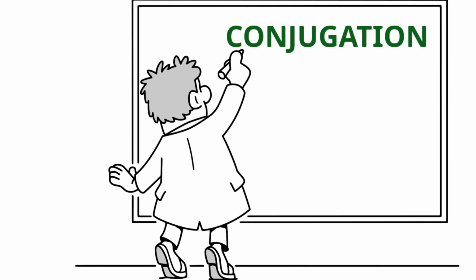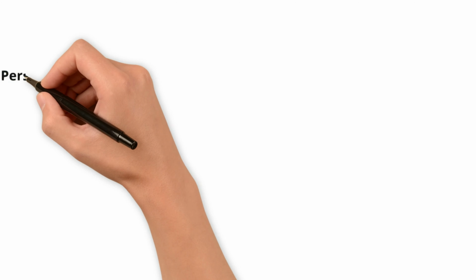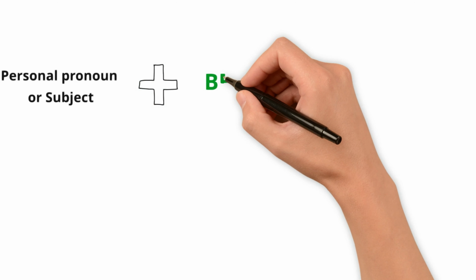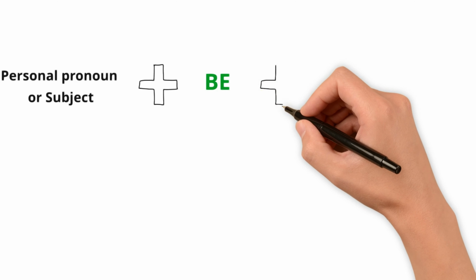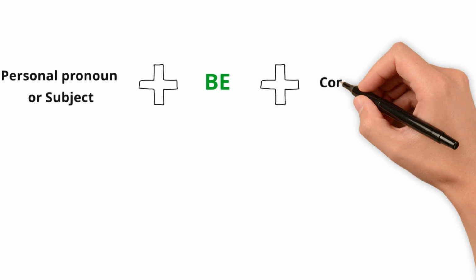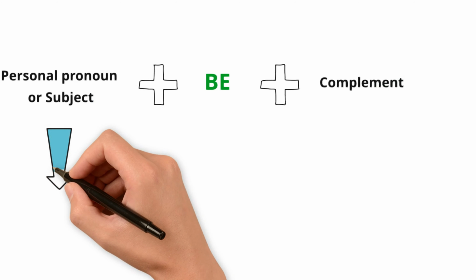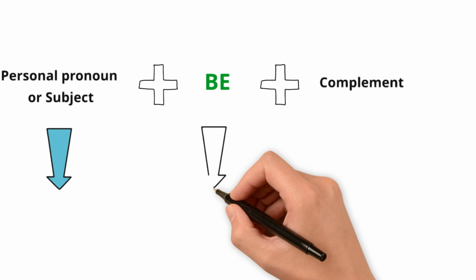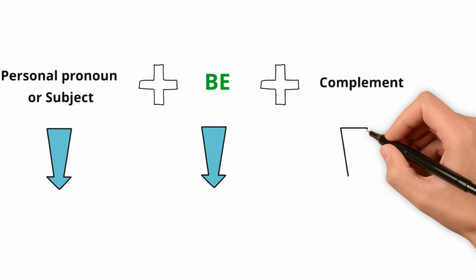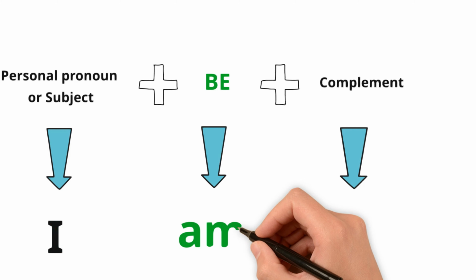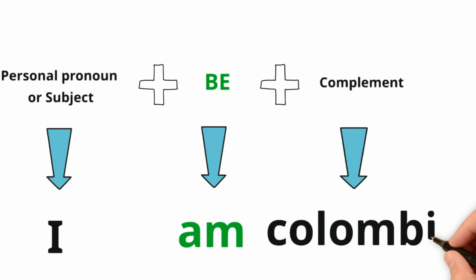Conjugation. To write a sentence in present simple to be, it's necessary to start with the personal pronoun or subject, plus be, plus complement. For example, I am Colombian.